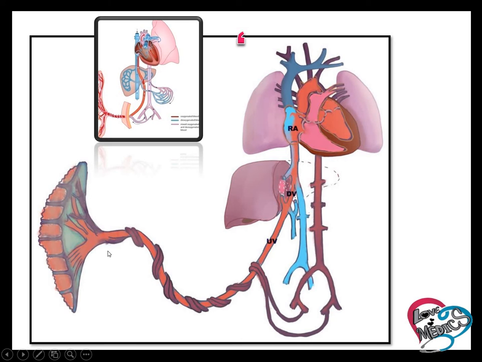This is the fetal circulation. This is the umbilical vein and these are the umbilical arteries. This is the ductus venosus. Here the ductus arteriosus is present and here the foramen ovale is present.